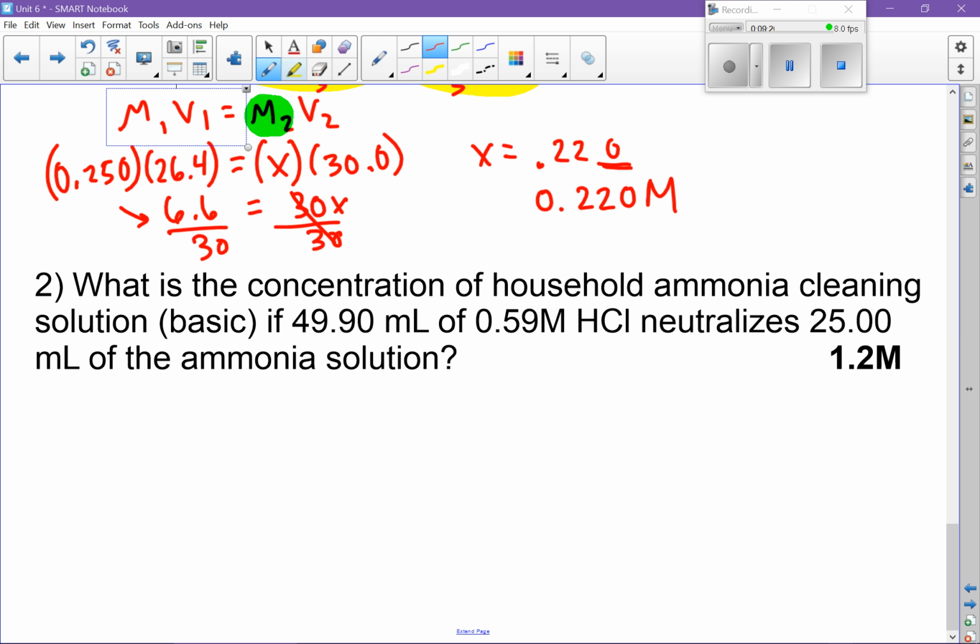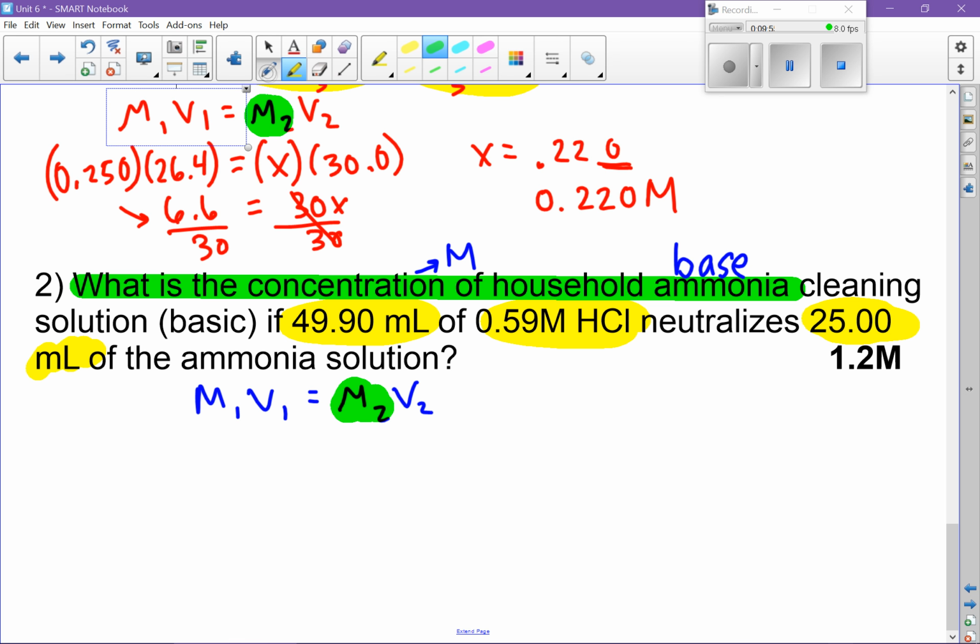Alright, let's try one more. And so let's do our formula again. M1V1 equals M2V2. Alright, what numbers do they give me here? There's one, there's one, there's one. Okay, so it says, what is the concentration of ammonia? Remember, ammonia is a base. Concentration is another word for molarity. So once again, I don't know M2, so that's where X will go.